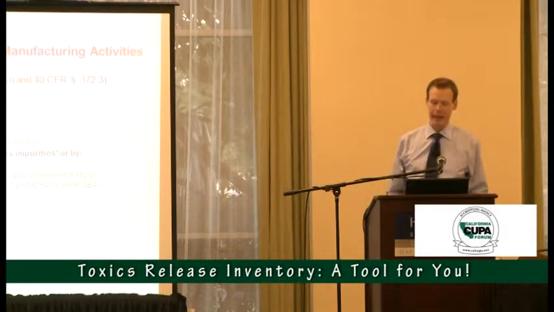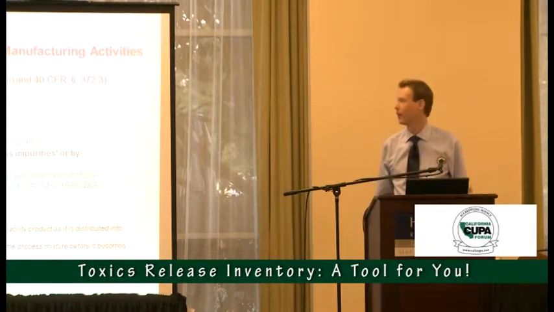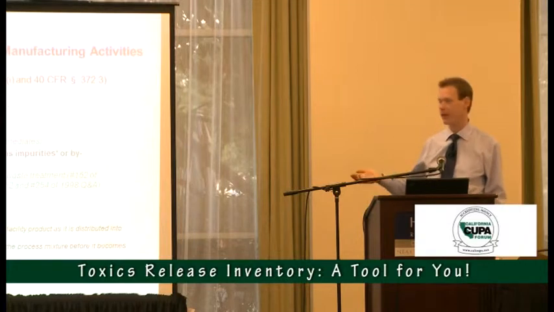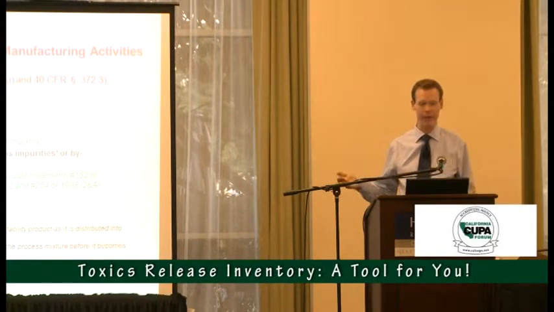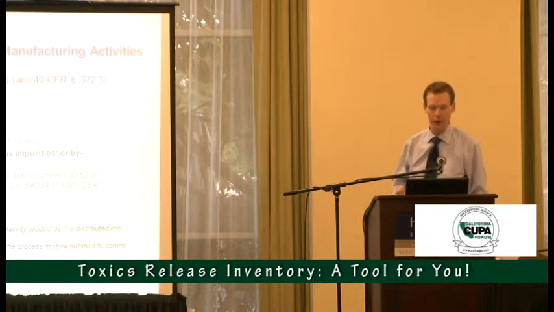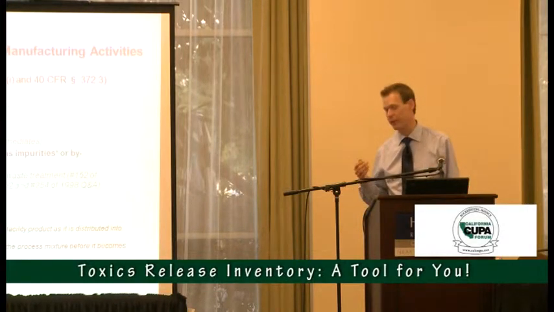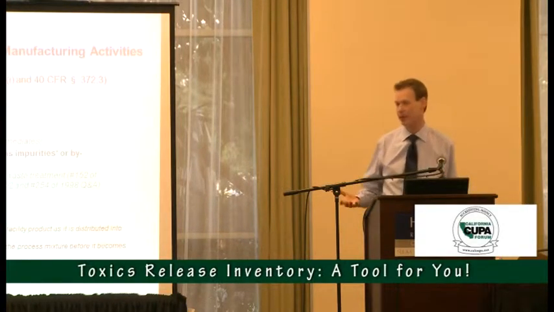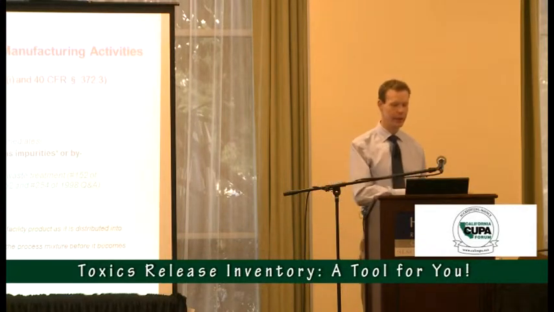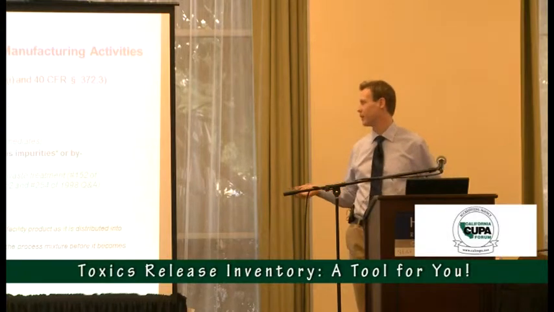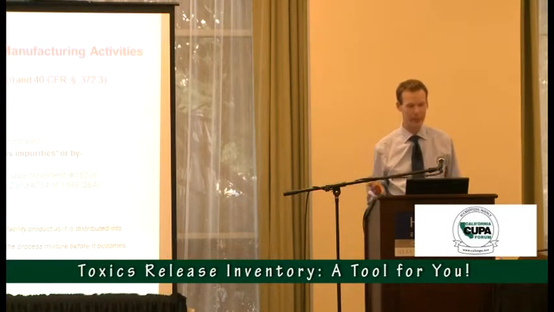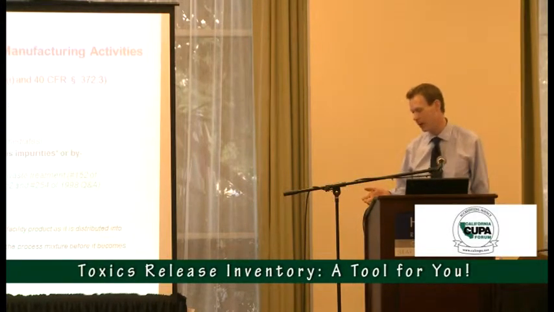So manufacturing activities, what's included? The obvious is if you manufacture a chemical, and that would be intentionally producing a chemical for sale, for distribution, or for on-site processing. So if you're a chemical facility and you manufacture a chemical and then react it into another chemical, that's manufacturing. In addition, coincidentally producing chemicals as impurities or byproducts, that counts as well.